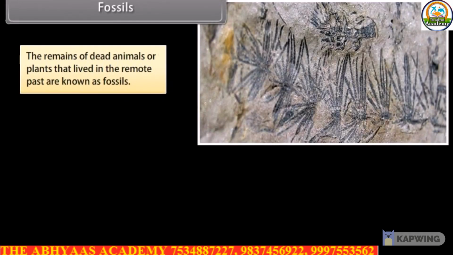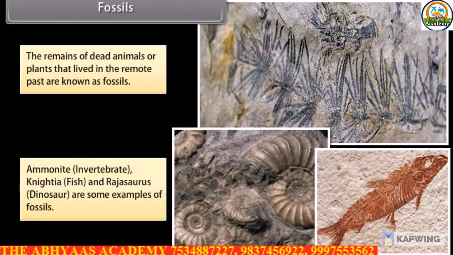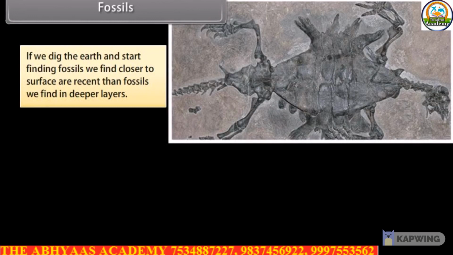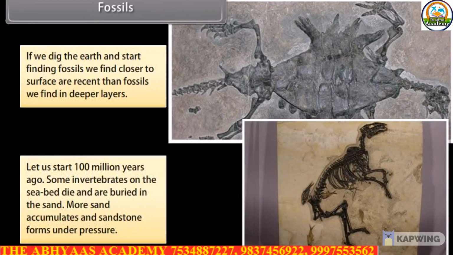Fossils. The remains of dead animals or plants that lived in the remote past are known as fossils. Ammonite (invertebrate), Nicaea (fish), and Rajasaurus (dinosaur) are some examples of fossils. If we dig the earth and start finding fossils, we find that those closer to the surface are more recent than fossils we find in deeper layers. Let us start 100 million years ago.